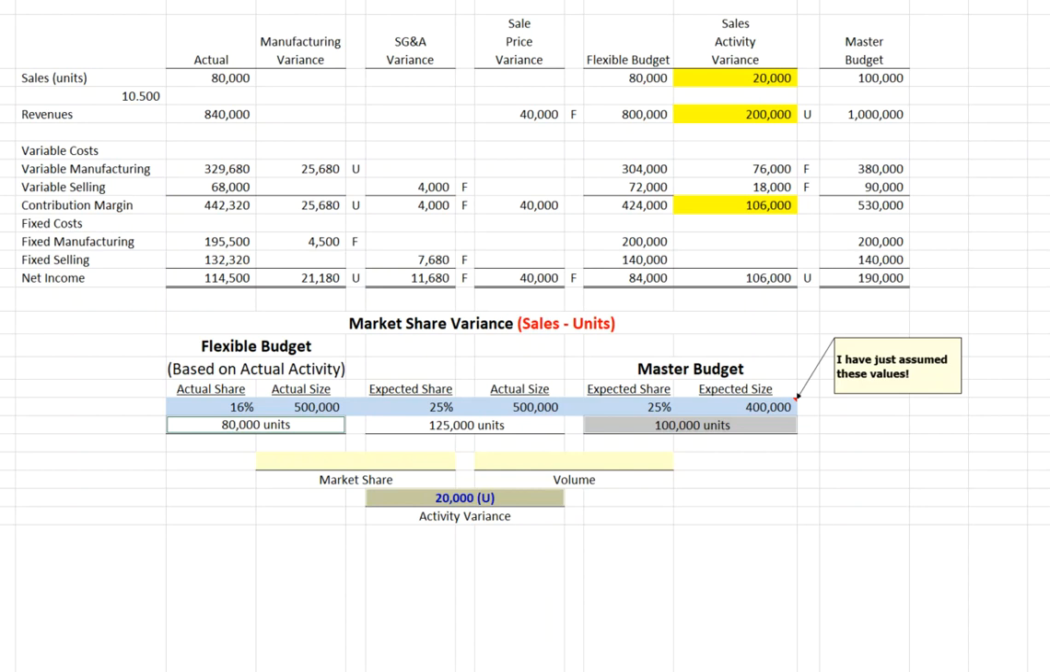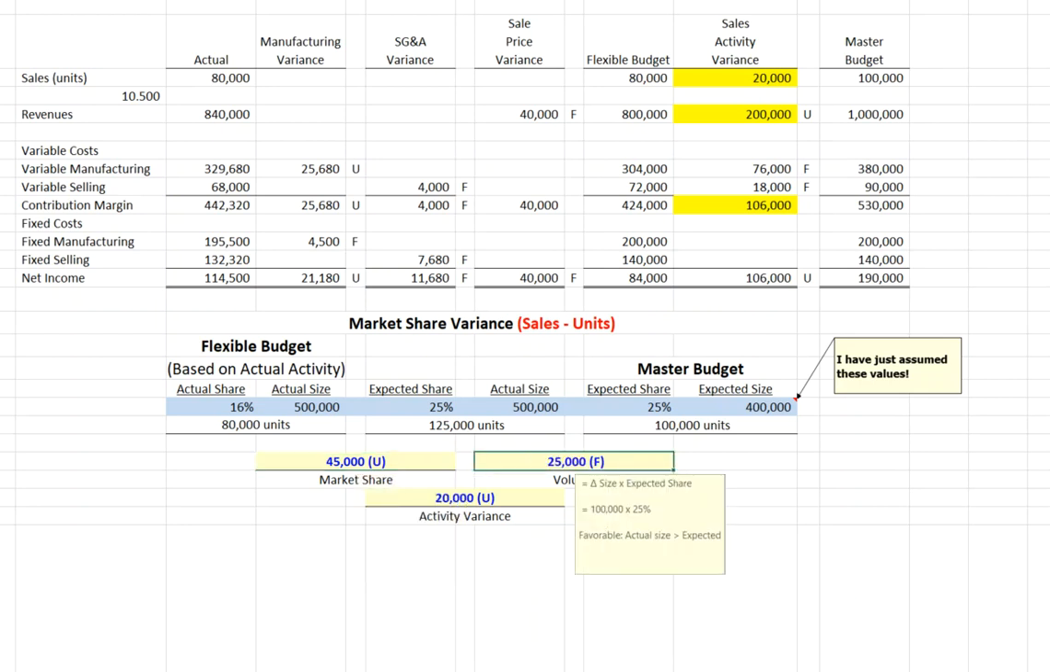Our market share variance is 45,000 units, and that's unfavorable. And that's basically the 9% difference in market share. Our market share declined from 25% as our expected amount down to 16%. So the 9% times the actual industry volume of 500,000. And of course, it's unfavorable because our market share decreased.